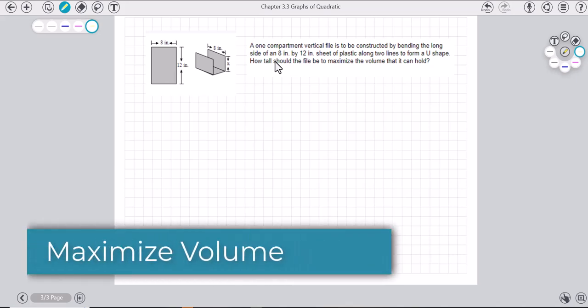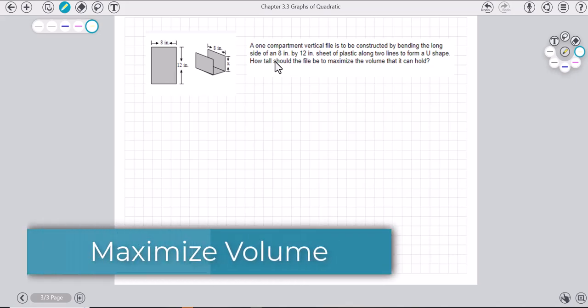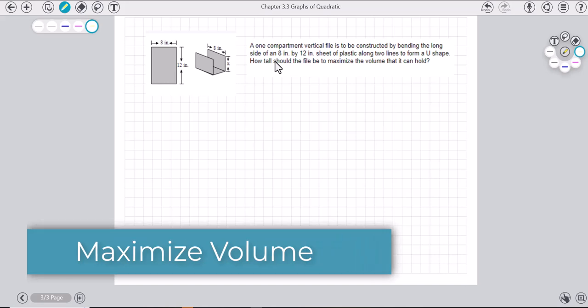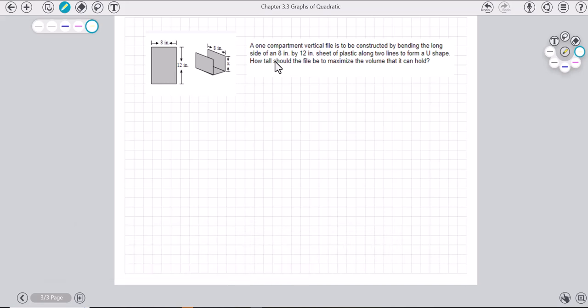Okay, we're given a one compartment vertical file to be constructed by bending the long side of the 8 by 12 along these two lines to form a U shape. How tall should the file be to maximize the, there is your key word right there, volume.